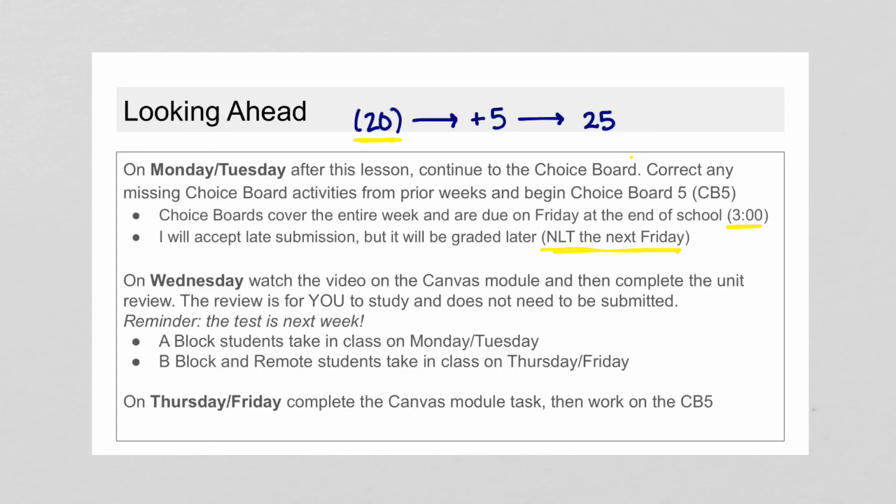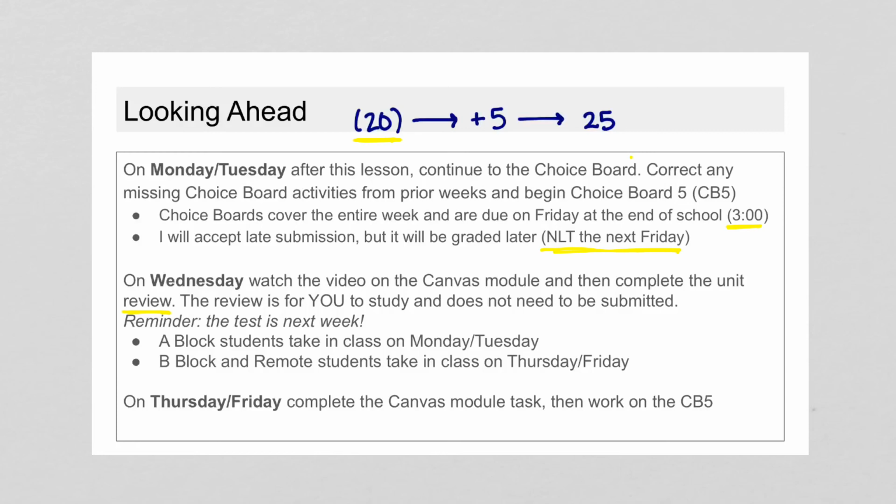Okay, let's see. On Wednesday, you'll watch a video and then complete the unit review. I'm going to give you a review on Wednesday. That's for you to study. It does not need to be submitted. Reminder, the test is next week. So it'll be important for you guys to actually do that review on your own.